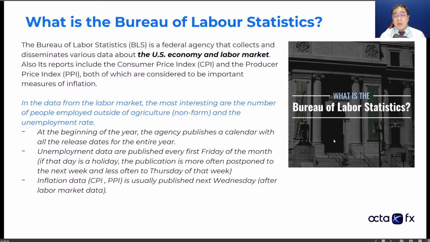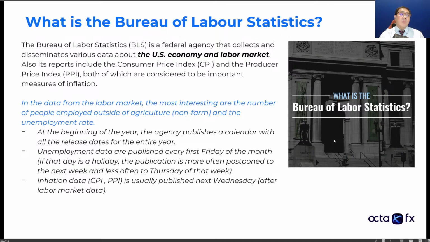All right, so who collects all this data? That would be the U.S. Bureau of Labor Statistics. It's a federal agency that collects and disseminates various data about the U.S. economy and labor market. Also, its reports include the CPI number as well as the PPI number. This is something that we are going to take a look at next Wednesday. But any fundamental stuff that we need to discuss, I think I'll leave it for Monday, because I don't think we have a lot of time to go through some of the stuff here.